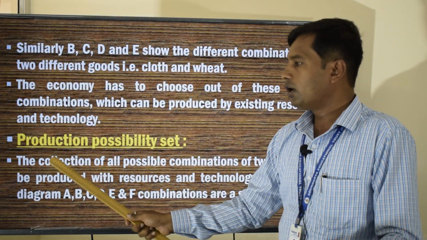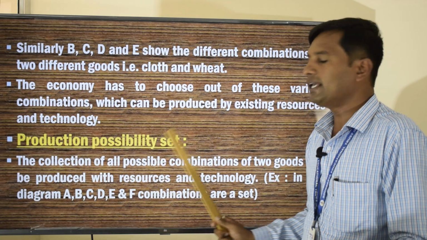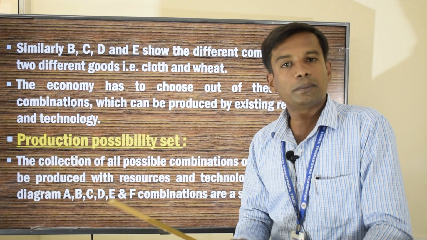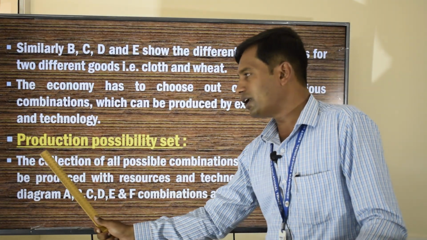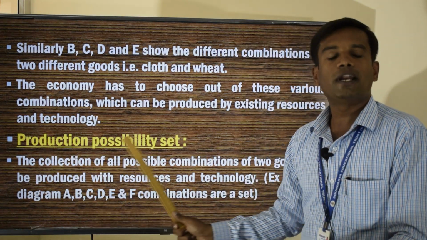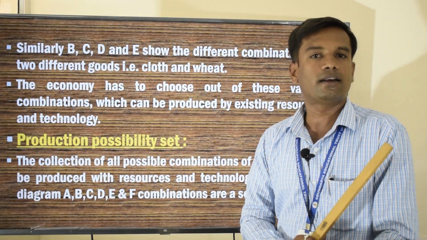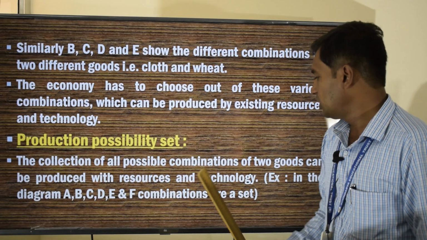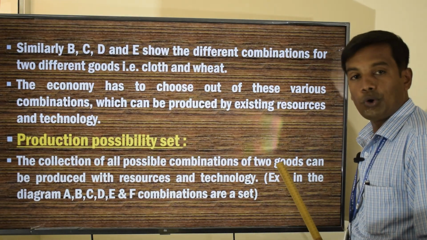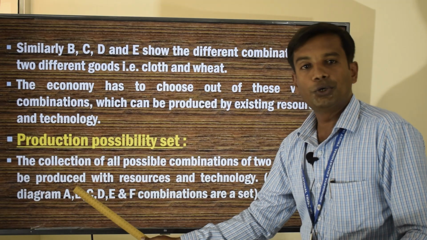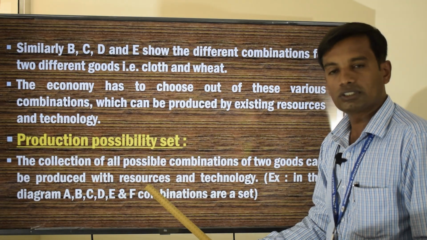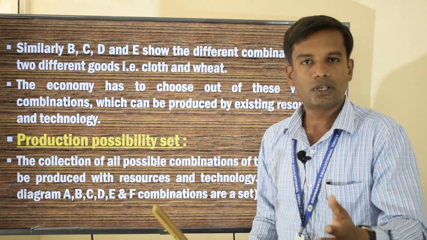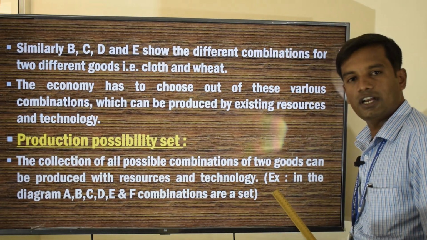Here there is a new word, production possibility set. Earlier we have studied production possibility curve. Now the new word here, production possibility set. What do you mean by set? The collection of all possible combinations of two goods that can be produced with the help of resources and technology. Set in the sense more than two. See here in the bracket I have given examples.